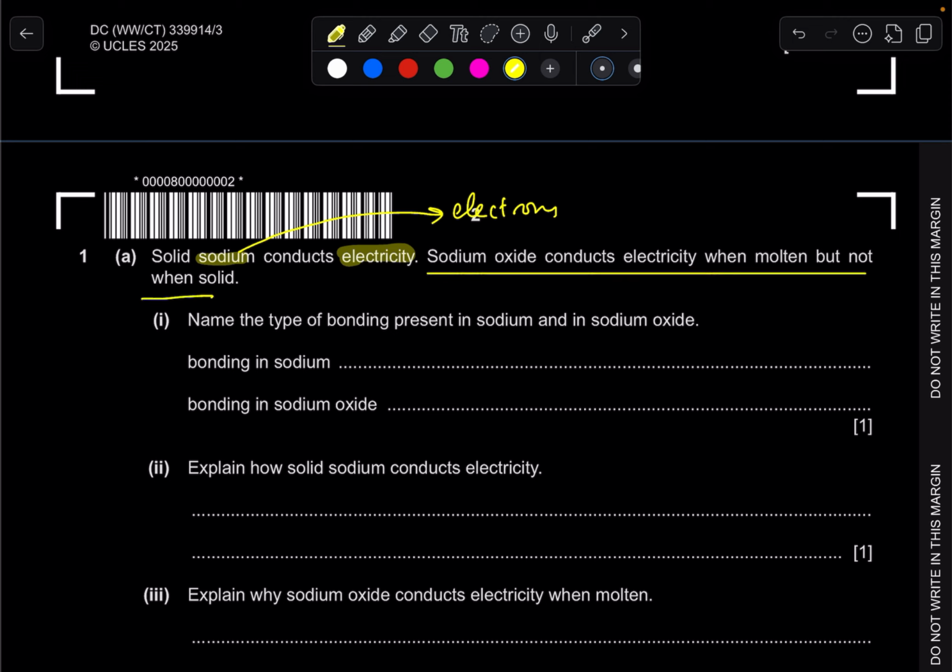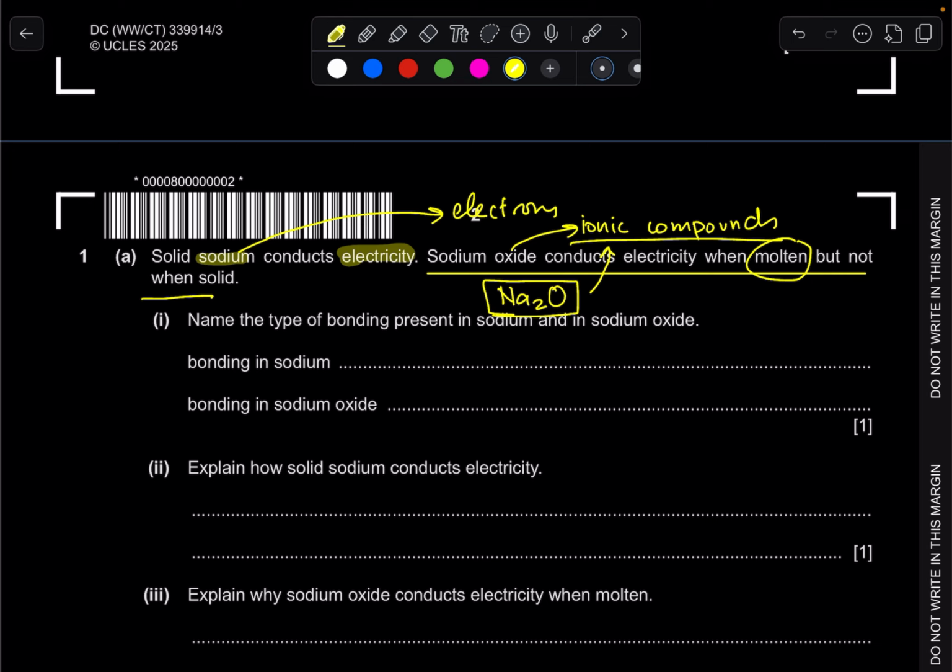Why? Because we know sodium oxide is an ionic compound, because sodium is a positively charged cation and oxide is a negatively charged anion. We know that in ionic compounds, when they're solid, the ions are stationary, but when they're molten or in aqueous solution, the ions are mobile. So it's only going to conduct when it's molten or aqueous.